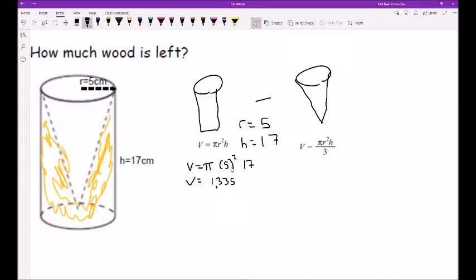Okay? So on this side, we're going to do the exact same thing. Volume equals pi r, oops, pi times 5 squared times 17, not plus 17 for all you crazy people, then divide that by 3. Okay? Which is going to equal, after I plug all that in, 445. Okay?